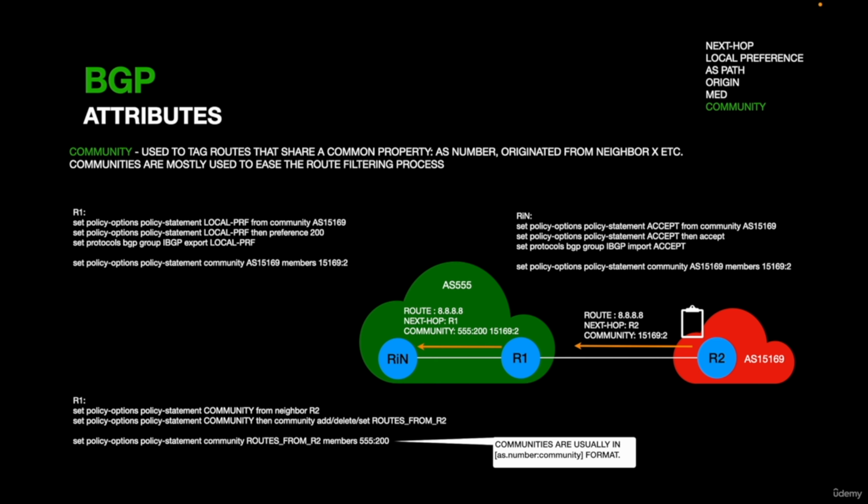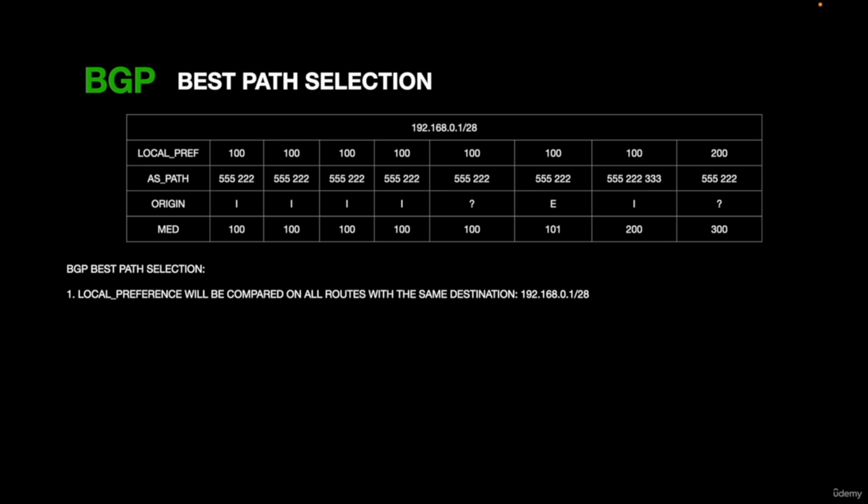Since we learned the important BGP attributes, let's see where we can also use them. So let's say that we have this route here, 192.168.0.1/28, and this route is being learned from multiple routers, and each of them is sending this route learned from different locations, and that will have different local preference values, AS path, origin codes, and MED.